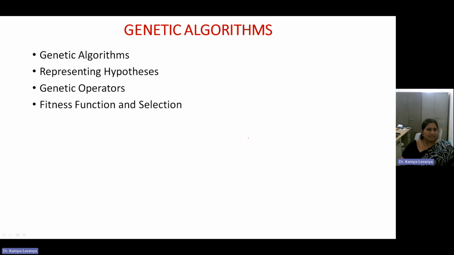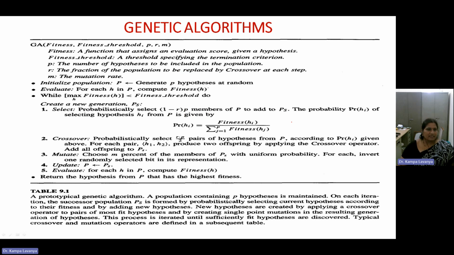Then coming to the genetic algorithm. I'm going to explain the genetic algorithm with the basic steps, and later we will see how the hypothesis is represented in the genetic algorithm. Some of the basic genetic operators I'm also going to cover. And finally, we are going to look at how the fitness function and selection work.